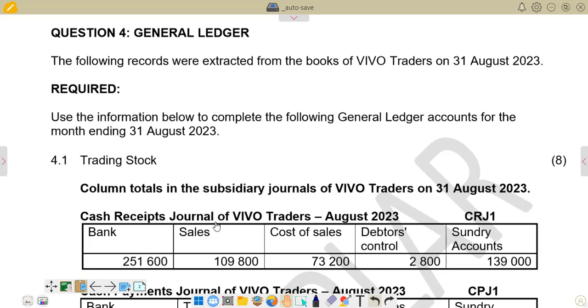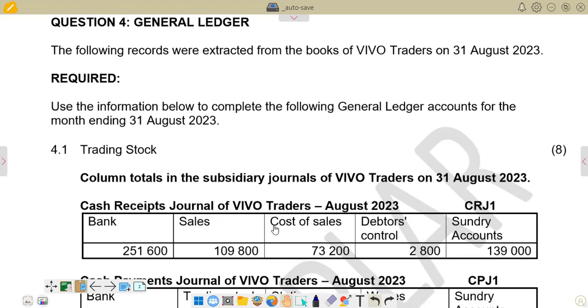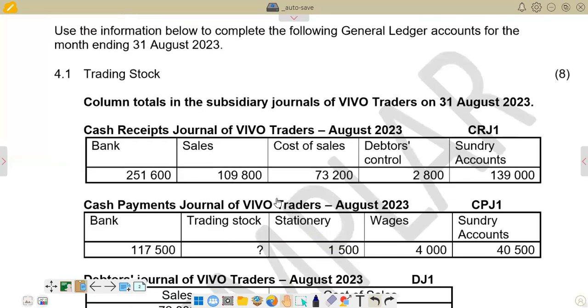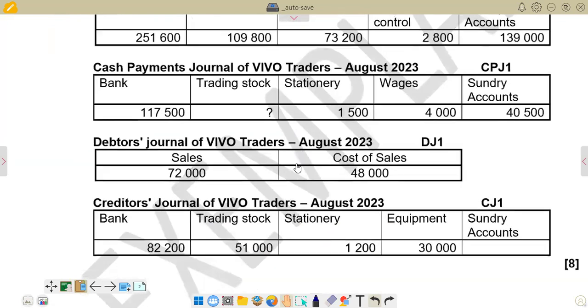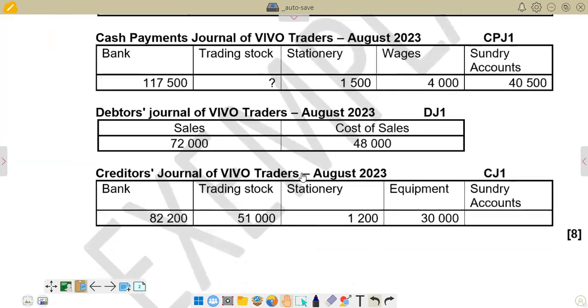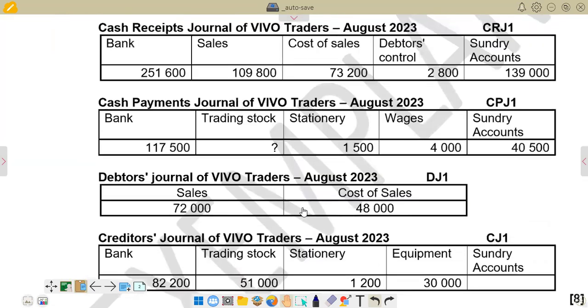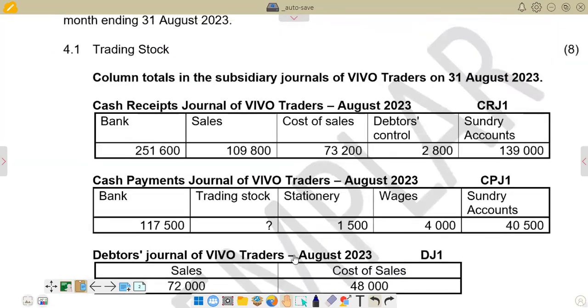So we are given this information in terms of the cash receipts journal of Vivo Traders. If you go down, you see that we are also given the cash payments journal of Vivo Traders on 31 August 2023. Beneath that, we have the debtors journal of Vivo Traders, and also the creditors journal of Vivo Traders. So this is the information that we are just going to transfer to the trading stock account.